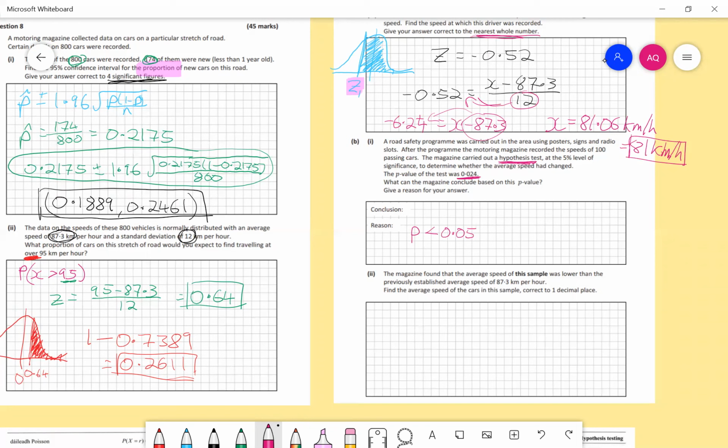Okay. To determine whether the average speed had changed, so we would say reject null. So the speed has changed. Okay, so not too bad for that one either. This last part is going to be a tiny bit trickier, I think.